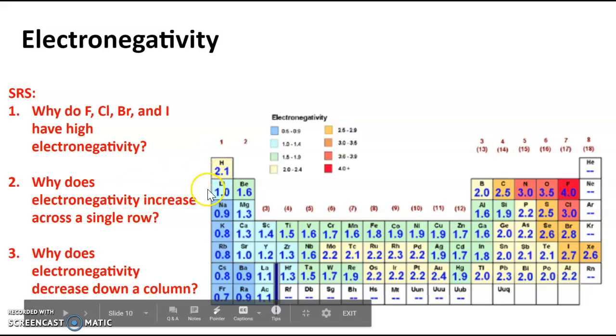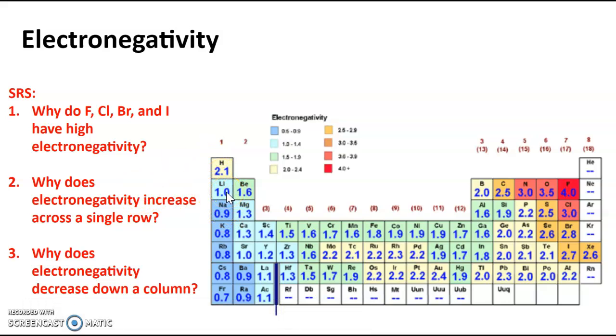As you go across a row, for example, lithium to beryllium to boron, carbon, nitrogen, oxygen, fluorine, the electronegativity increases because you're adding a proton every single time, and that increases the power of your magnet. So right here, it's like magnet of 3, magnet of 4, magnet of 5, and so on. And so it gets a little bit stronger at attracting electrons as you go across.